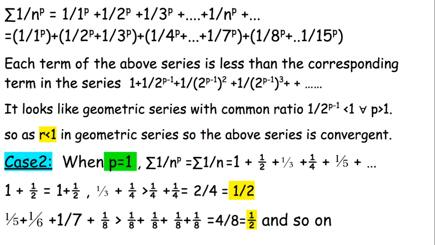So as we go along, we will say that 1 upon 5 plus 1 upon 6 plus 1 upon 7 plus 1 by 8 is always greater than 1 by 8 plus 1 by 8 plus 1 by 8 plus 1 by 8, because this last term is the smallest term. So we sum up these terms in order to get the minimum of the particular sum, because the other terms are greater than this.